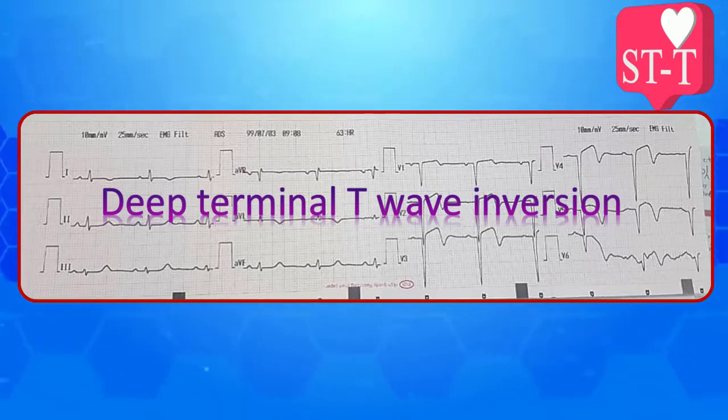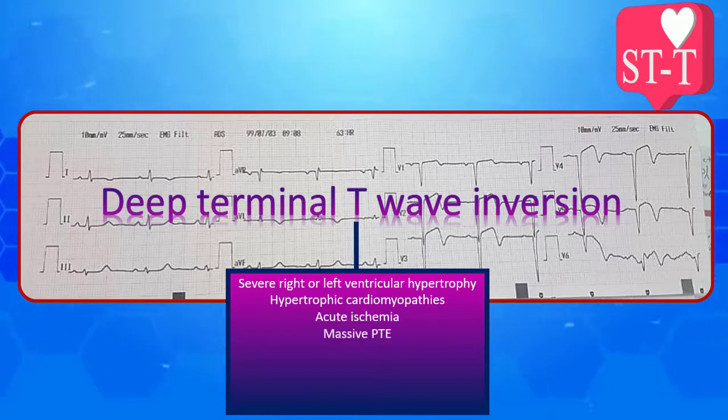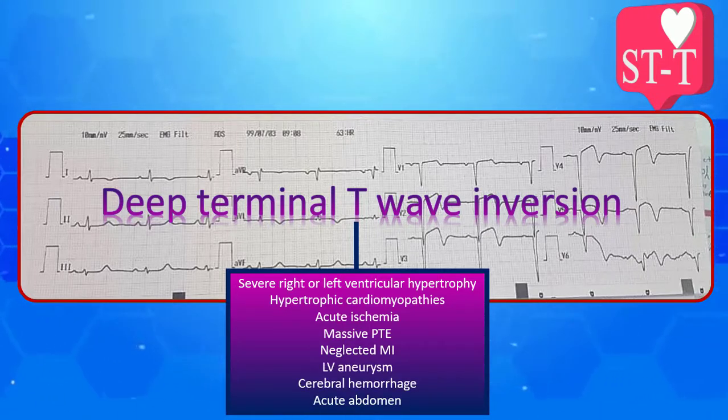The most important causes of giant T wave inversion are severe right or left ventricular hypertrophy and hypertrophic cardiomyopathies, acute ischemia like Wellens syndrome, massive PTE, neglected MI, LV aneurysm, cerebral hemorrhage, acute abdomen including acute pancreatitis, and so on. Associated ECG findings and patient history play a critical role in detecting the underlying cause of giant T wave inversion. Let's go through the differential diagnoses step by step.